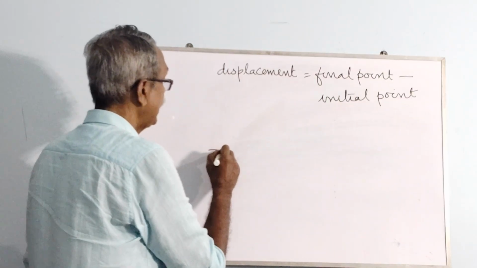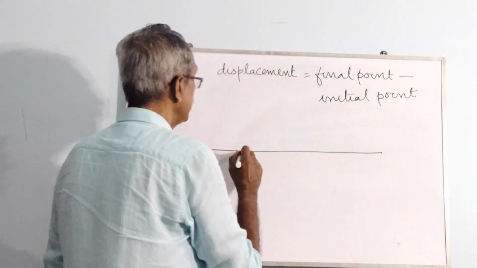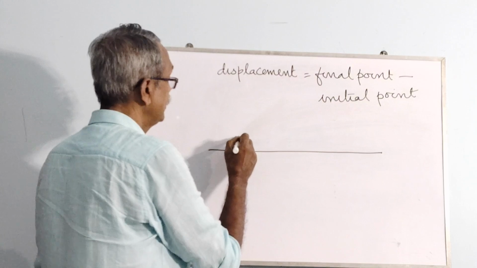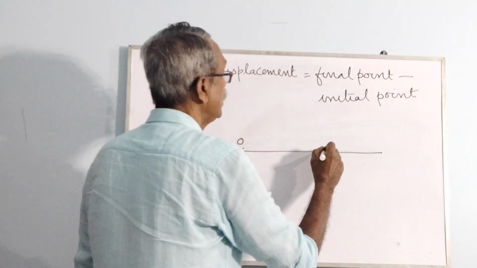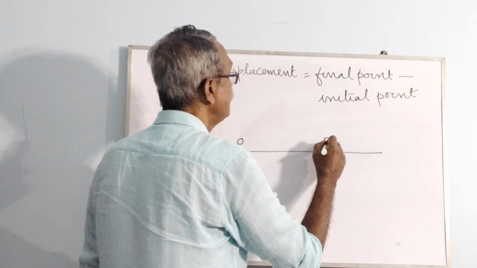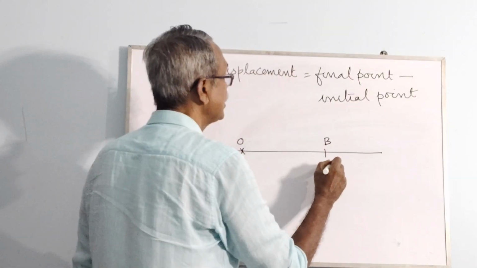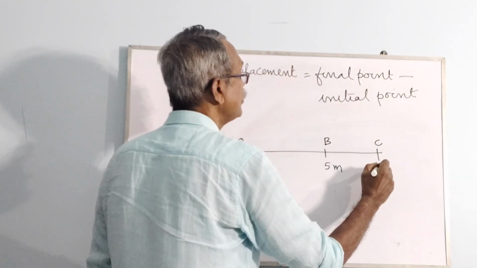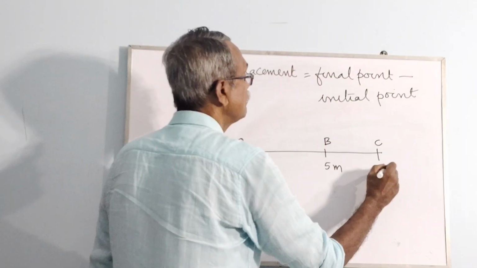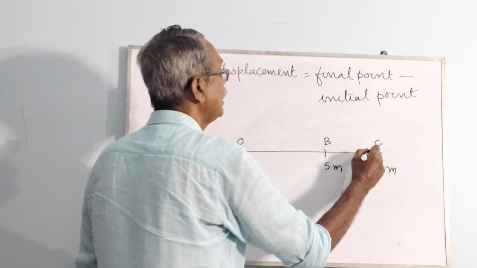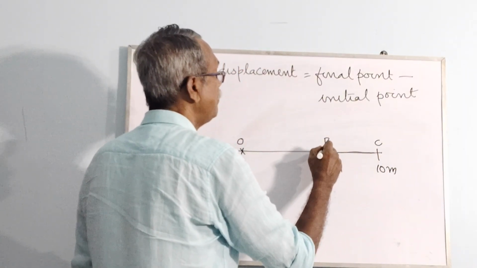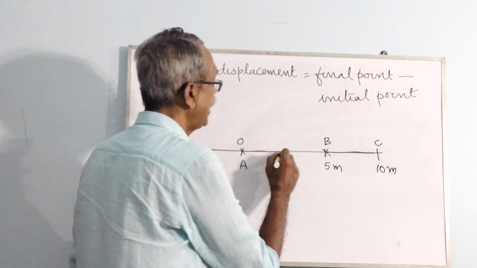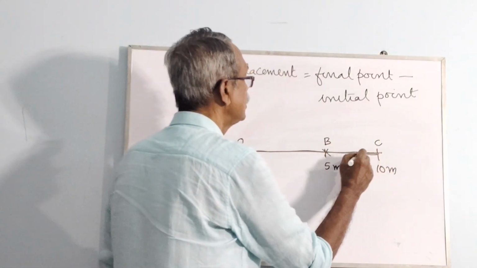So we take a line. This is the point A from which the particle starts traveling. Let this be 0. Let the particle reach B and let this be 5 meter. And the particle reaches C. Let this be 10 meter. The particle again reaches the point B. The particle starts from A, goes to this point, and reaches this point.